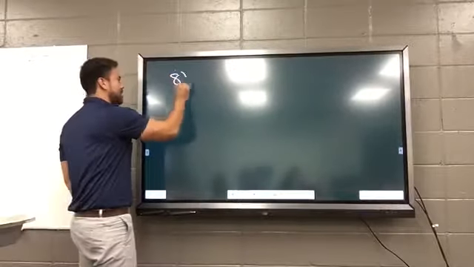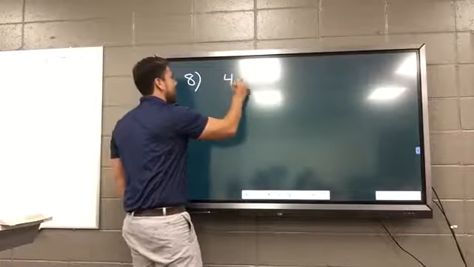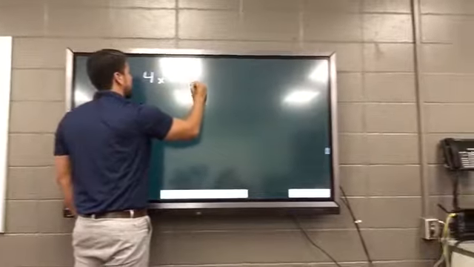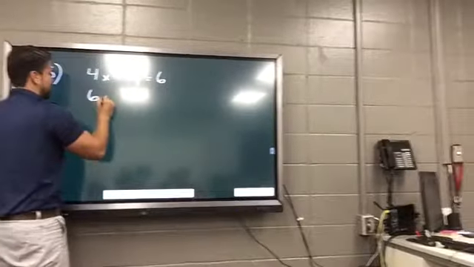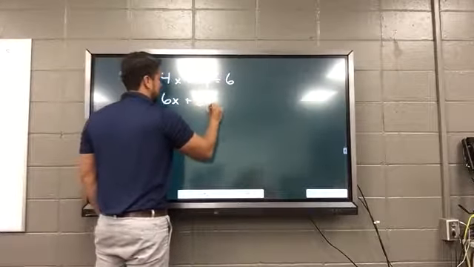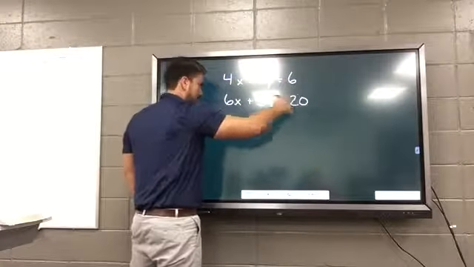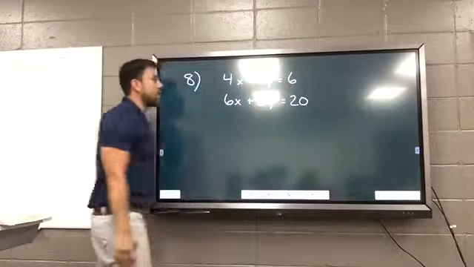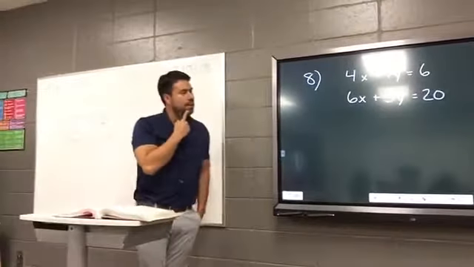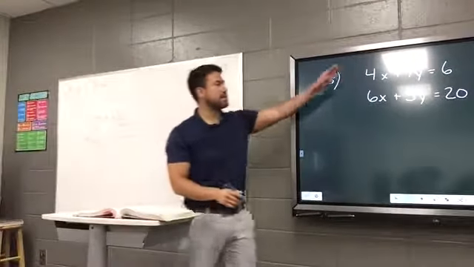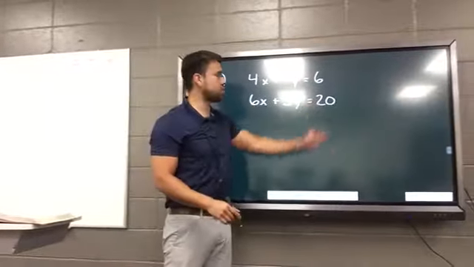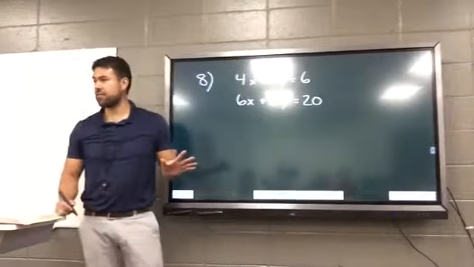Margot, read for me number 8, please. 4x plus 7y equals 6. 6x plus 5y equals 20. Okay, is this in parallel format? Yes. So now you're looking at it saying, if I just add it, I'd get 10x plus 12y equals 26. Did that do anything for me?